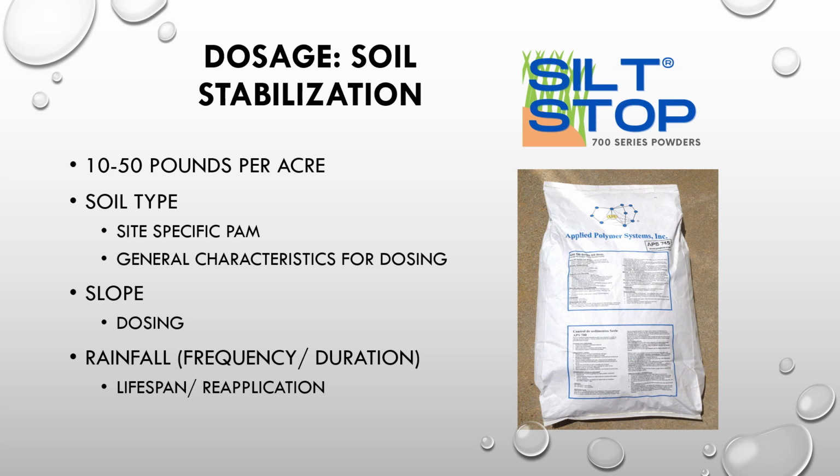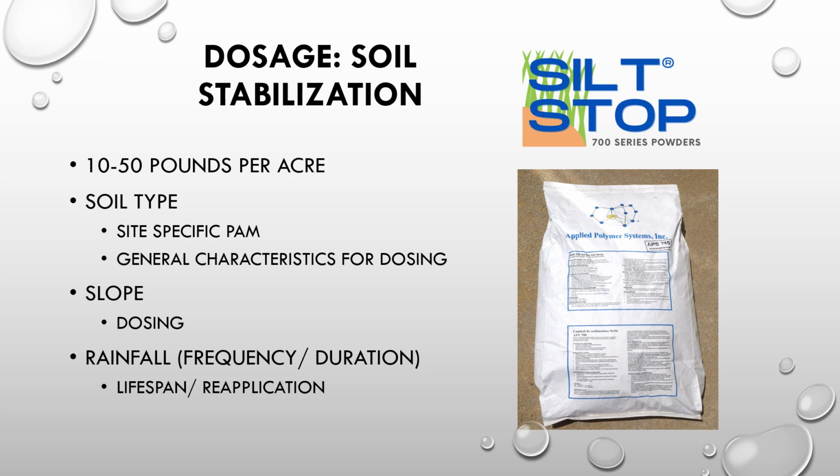The correct dosage for soil stabilization with a silt stop: you might see different manufacturers suggesting anywhere from a couple pounds to 100 pounds per acre. In most cases, we suggest about 10 to 50, and that varies based on some general characteristics. Steeper slopes will use more. The PAM is much more reactive with clay type soils, so if it's really sandy and not as reactive, we'll use a higher application rate.